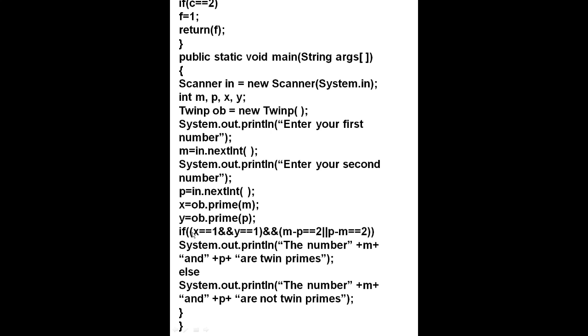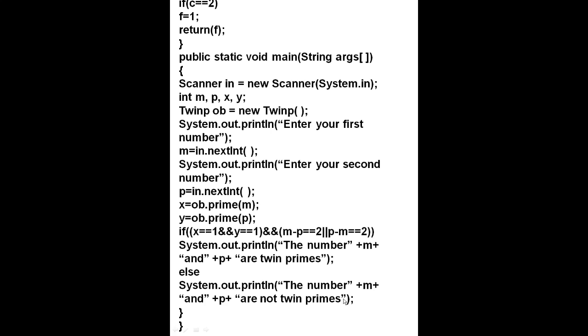Now we will write the condition: if x equals 1, if the object of the prime number equals 1 and y equals 1, and m minus p equals 2, the difference of both the numbers will become 2, or p minus m equals 2, then System.out.println the numbers m and p are twin primes. Otherwise the numbers m and p are not twin primes, if the difference is not 2. If the difference is 2, the numbers m and p are twin primes, otherwise the numbers m and p are not twin primes.